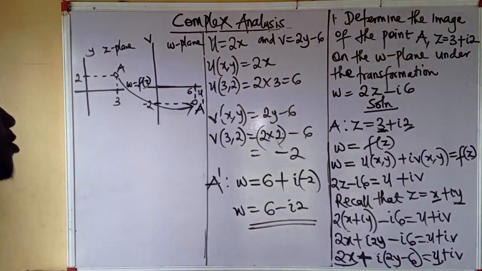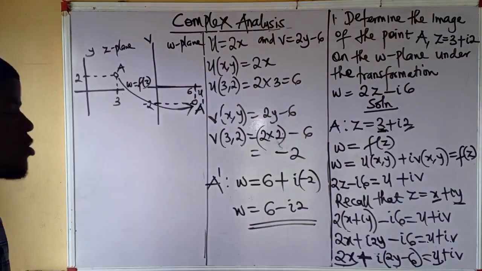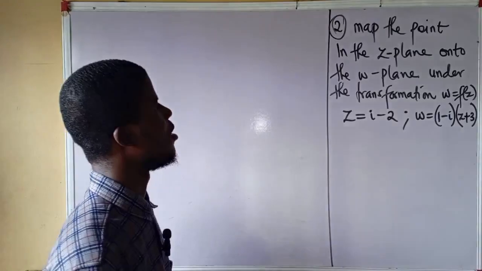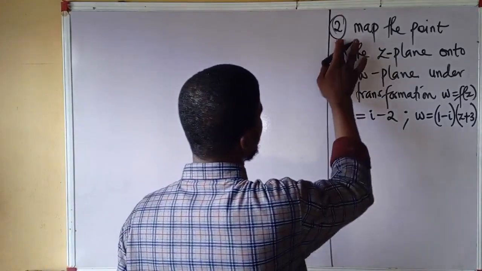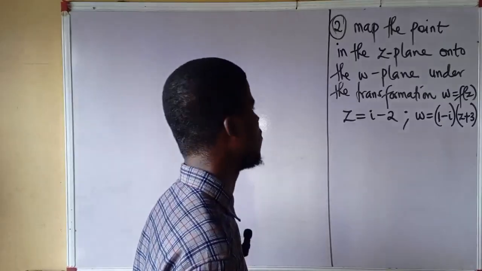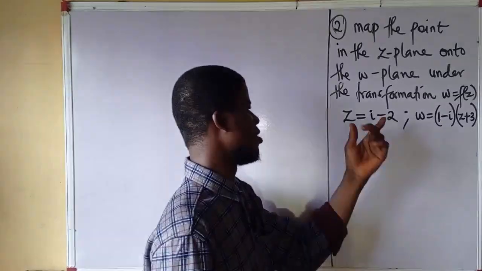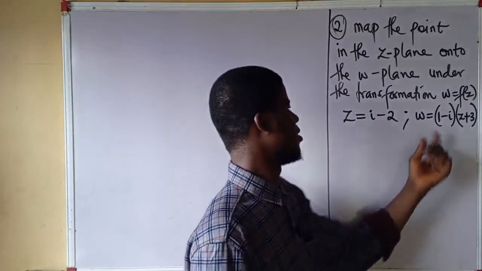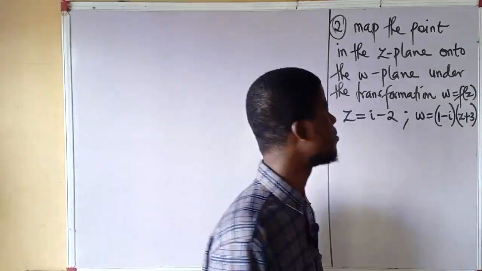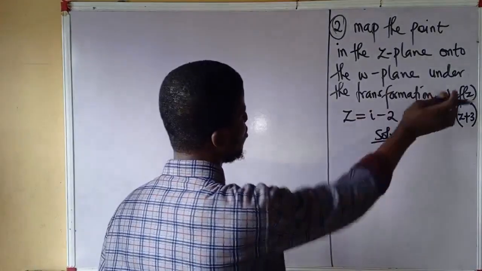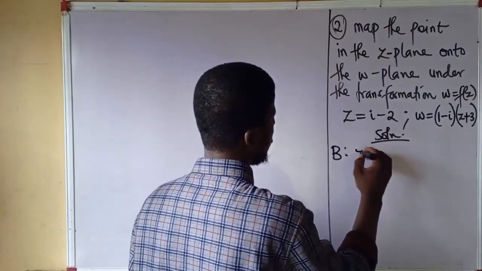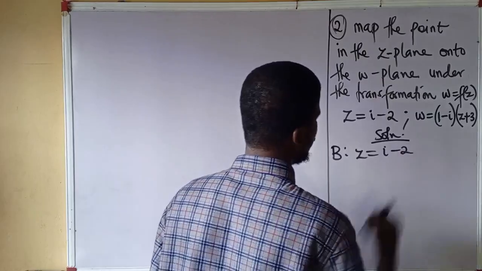So let's take another question. Let's solve another question. Just keep watching. The question here says map the point in the Z plane onto the W plane under the transformation W equal to F of Z. The point we are given is this, and the transformation equation is this. Let's call this point B. Z equal to i minus 2.